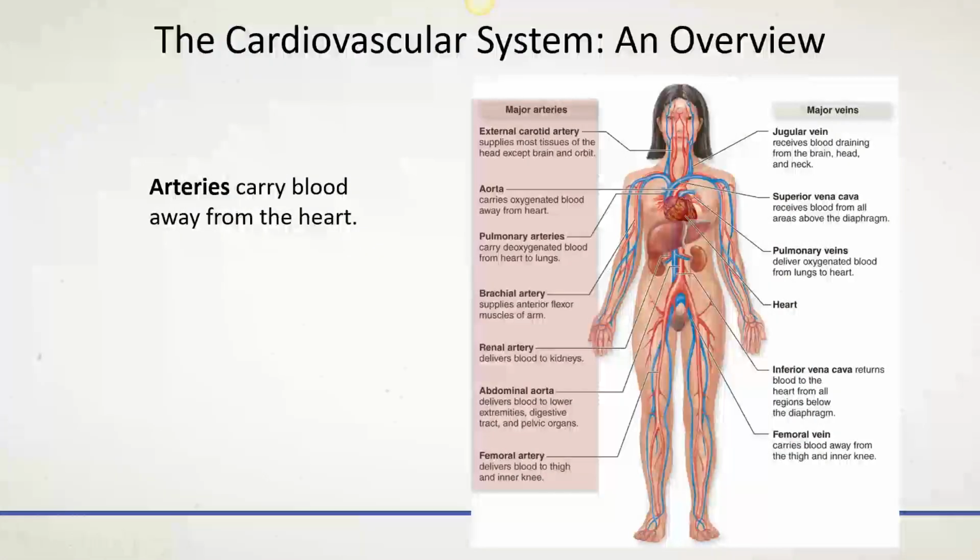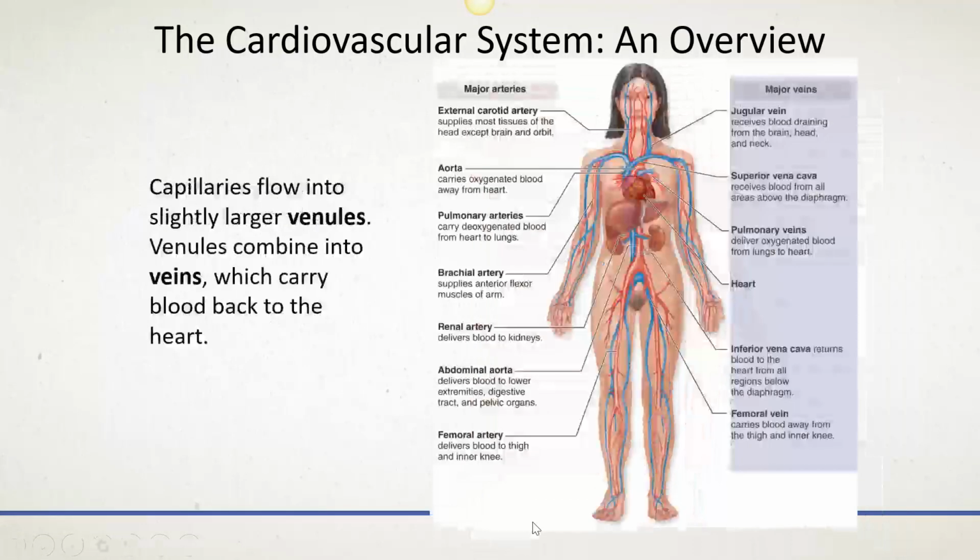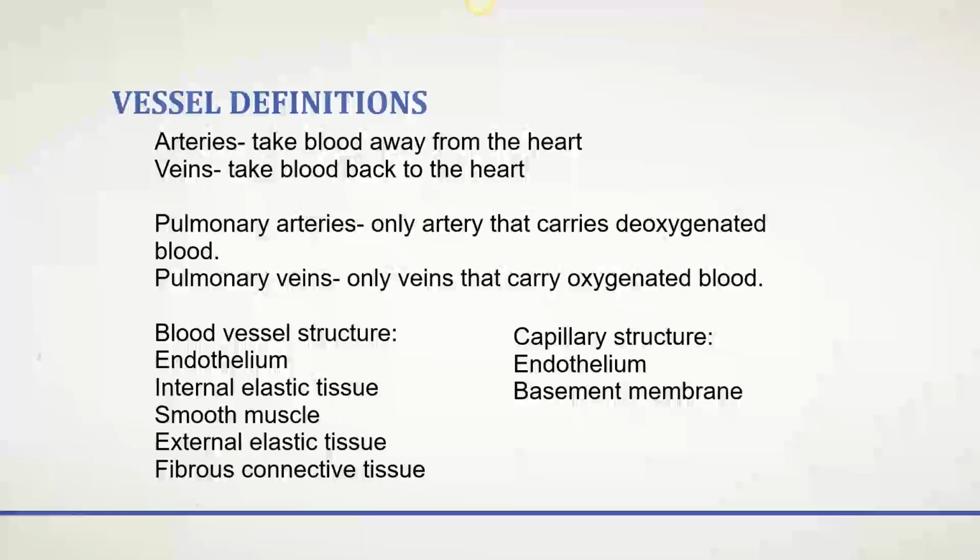So arteries carry blood away from the heart, and here's a picture of some of the major arteries. Capillaries flow into slightly larger venules. Venules combine to form veins, which carry blood back to the heart. So arteries away, veins back to the heart.